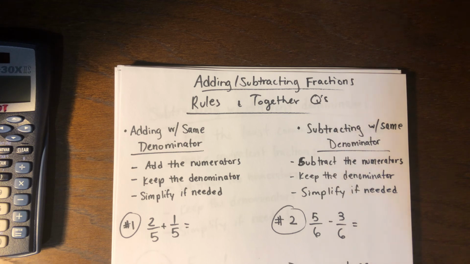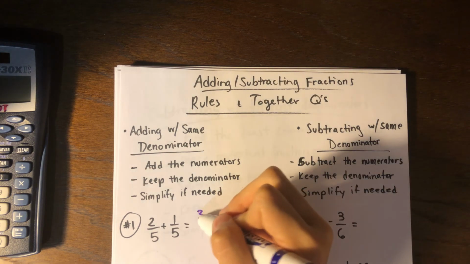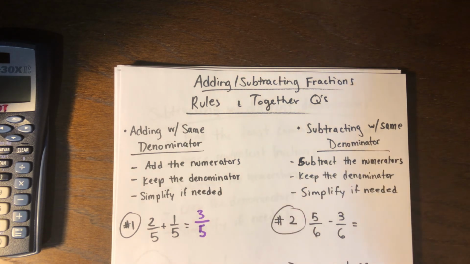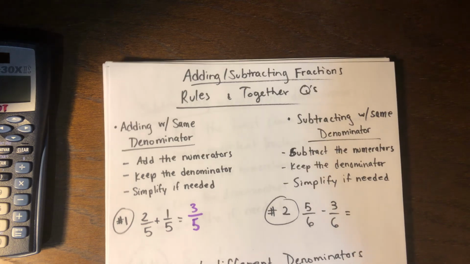So these questions that are circled, these are your together questions, so these are the ones you're copying down. So we have 2/5 plus 1/5. They both have the same denominator of 5, so we're going to follow the rules that says add the numerators. 2 plus 1 is 3. Keep the denominator, which is 5. Simplify if needed. I look at 3/5, can't be simplified, so we move on to the next question.